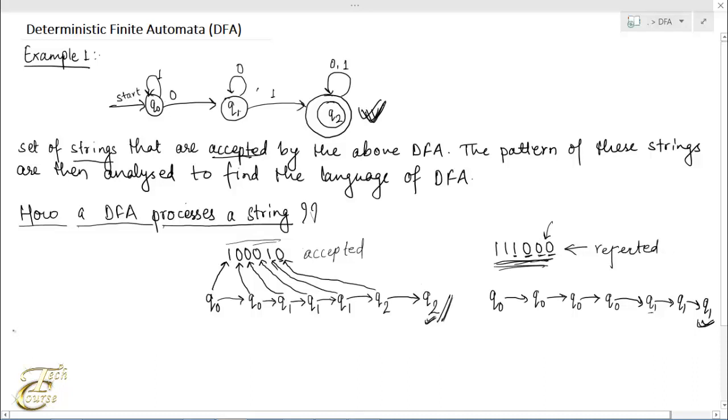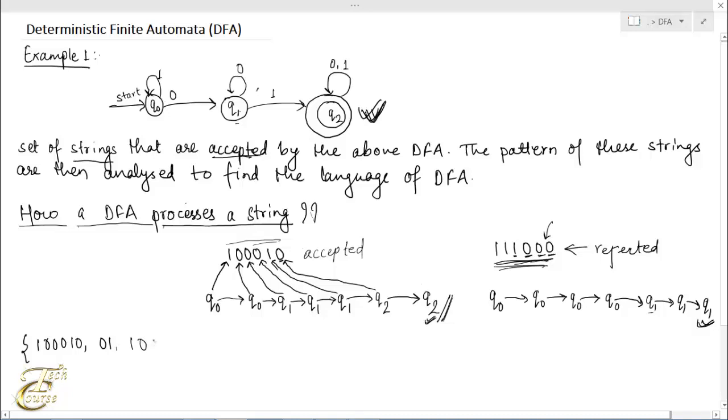Now let's find other strings which are accepted by the above DFA. As we see, the string 100010 is accepted by the above DFA. Similarly, the string 01 is also accepted by the DFA, since reading the input symbol 0 in the state Q0 reaches the state Q1, and then reading 1 leads it to the state Q2, which is an accepting state.